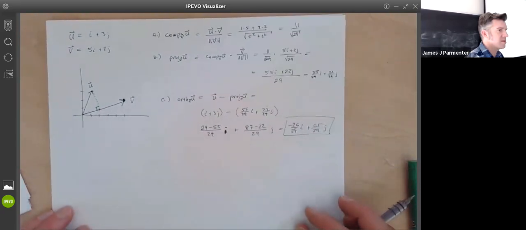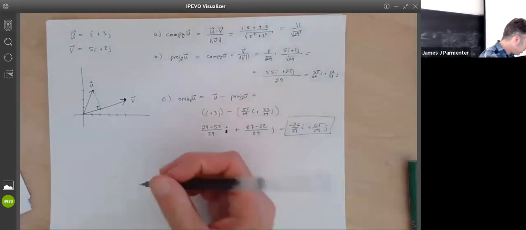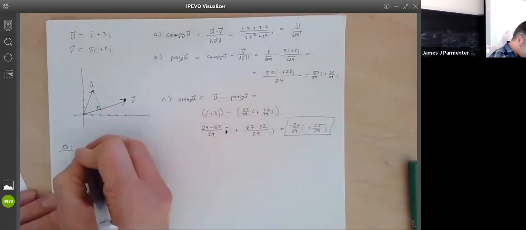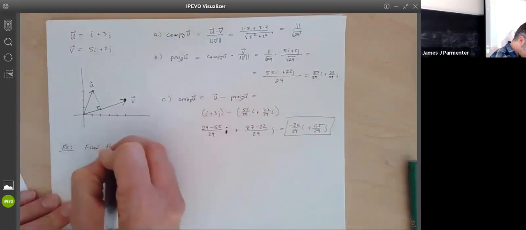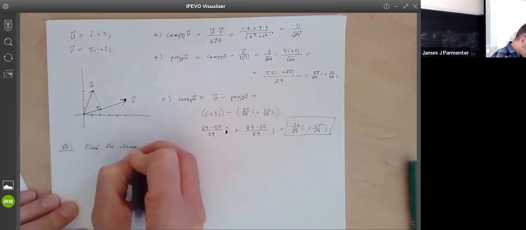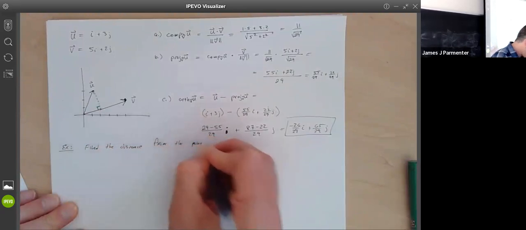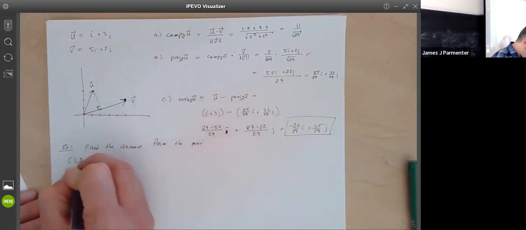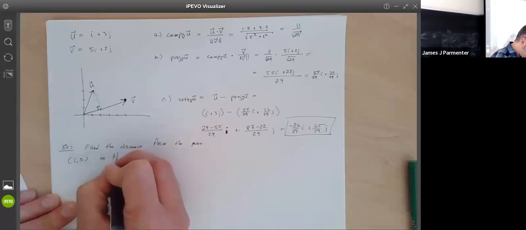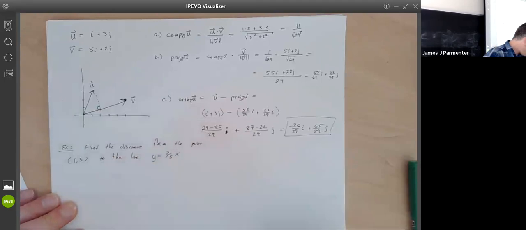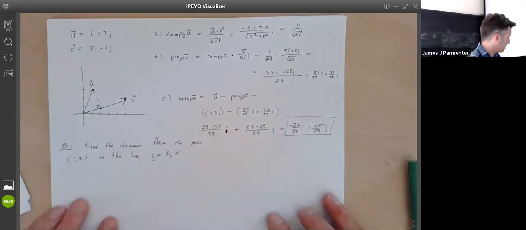Why would you care about this? Well, one way we might care about this would be the following. We want to find the distance from the point (1, 3) to the line y equals 2/5 x. So let's take a look at that.